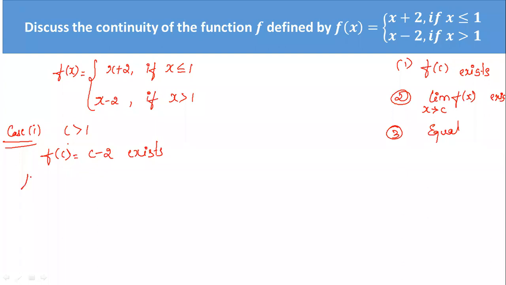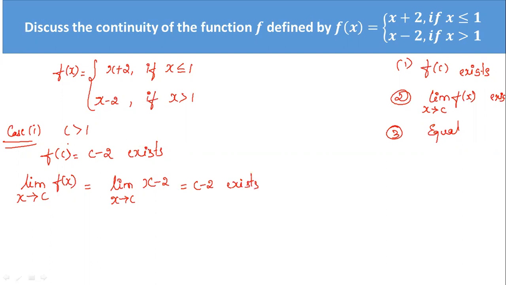Now you find what is limit. So limit of f of x as x tends to c is nothing but x minus 2, because we are taking c greater than 1. So the function is defined as x minus 2 as x tends to c. So that is c minus 2. Even this exists because this is nothing but a polynomial, and limit of a polynomial function exists. So c minus 2 also exists.